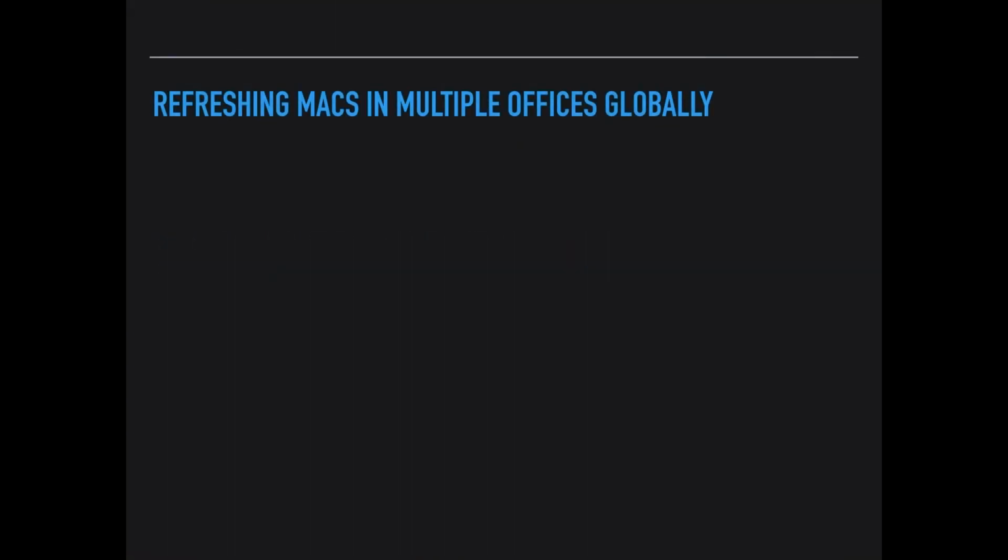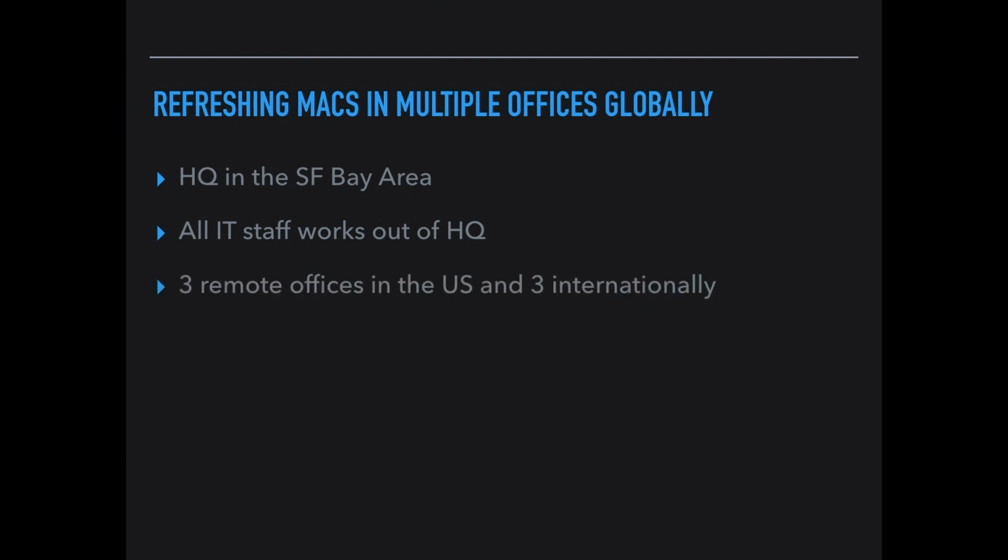So this client had multiple offices globally. The headquarters is in the SF Bay Area, and all the IT staff actually works out of HQ in the Bay Area. So there's no IT staff in any of the remote offices. There were 3 in the US, 3 international remote offices as well. And remote offices have no technical staff, sometimes not even on the product side. It's just sales and marketing people and things like that.